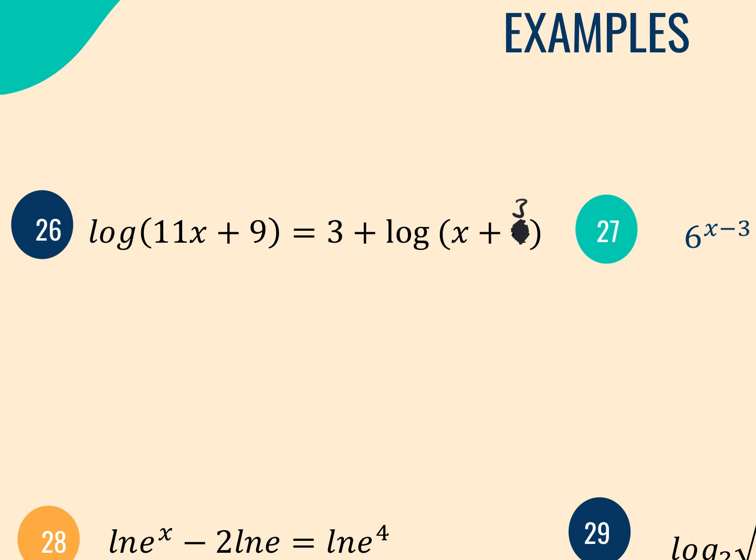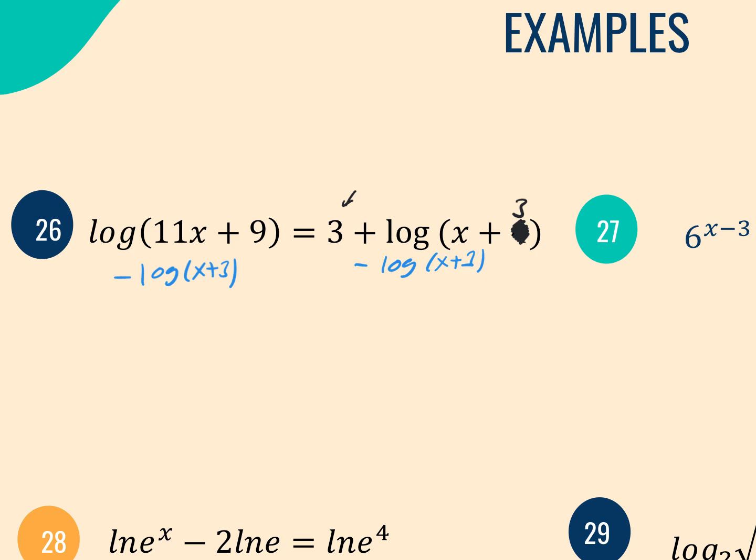What we want to do is we see multiple logs, but I also see just a regular number, like 3. So that changes things a little bit, but not really. You still want to get the logs together and condense it. So in order to condense it, I'm going to subtract log of x plus 3 on both sides.